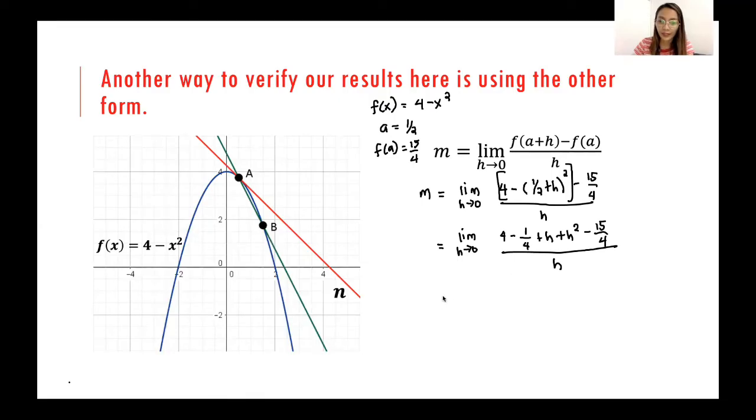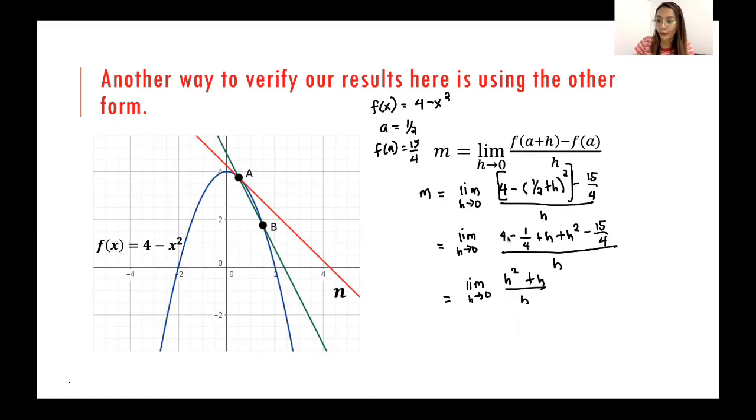Okay, let's simplify again. Yung nasa numerator, 4 minus 1/4 muna. 4 minus 1/4 is 15 over 4. So 15 over 4 minus 15 over 4, so that is 0. Okay, so ang matitira na lang dyan is h. Okay, so i-arrange h squared plus h over h as h approaches 0.